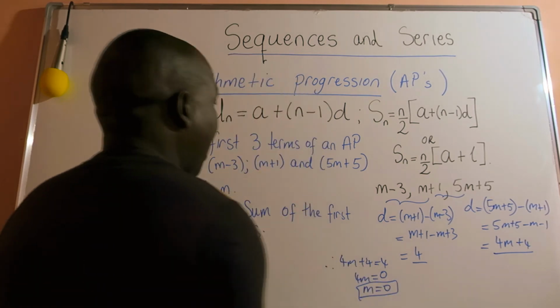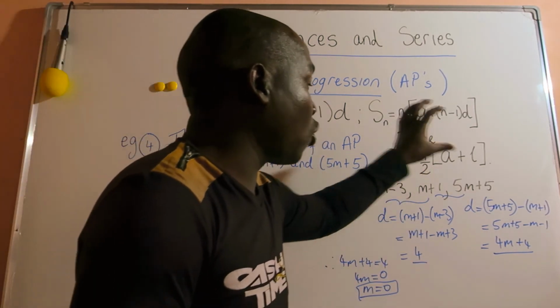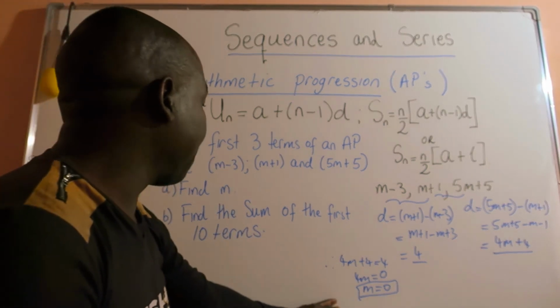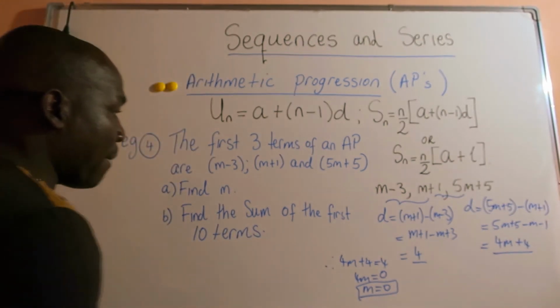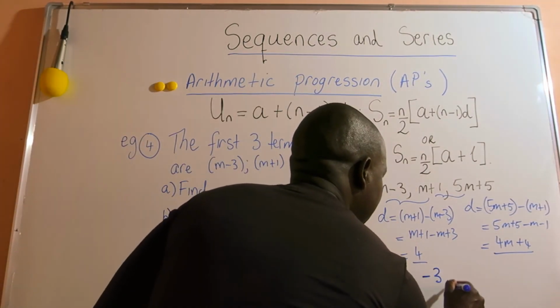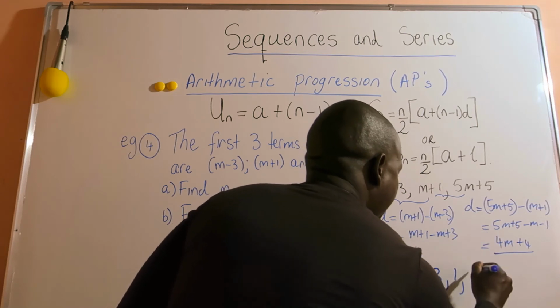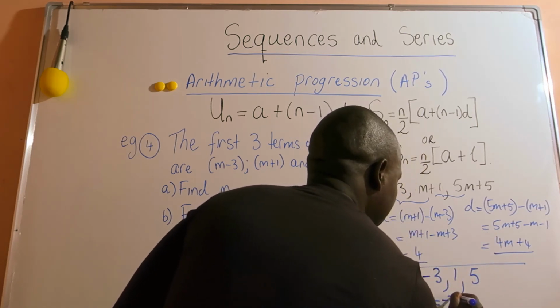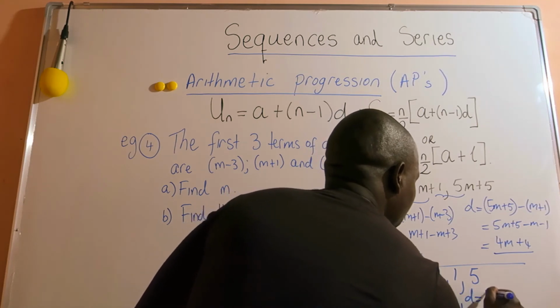So you found the common difference here. The common difference here is the same common difference because it's an AP. You equate to get m. Alright, so once we have m, it means our terms are, this is 0. So we have minus 3, we have 1, we have 5. So these are our first terms here. So a is equal to minus 3. The common difference is equal to 4.